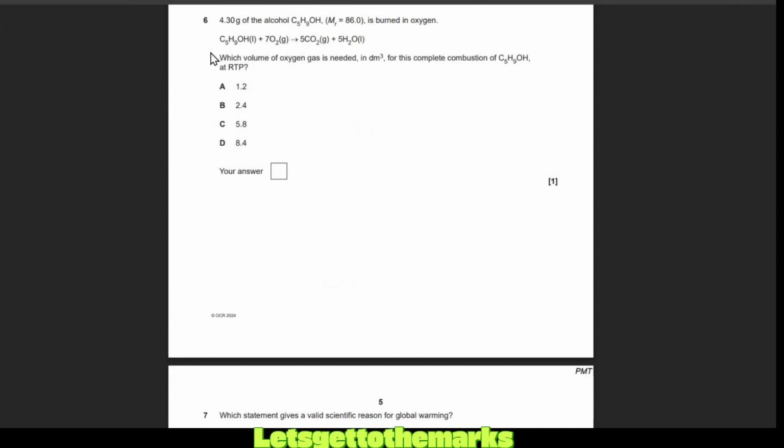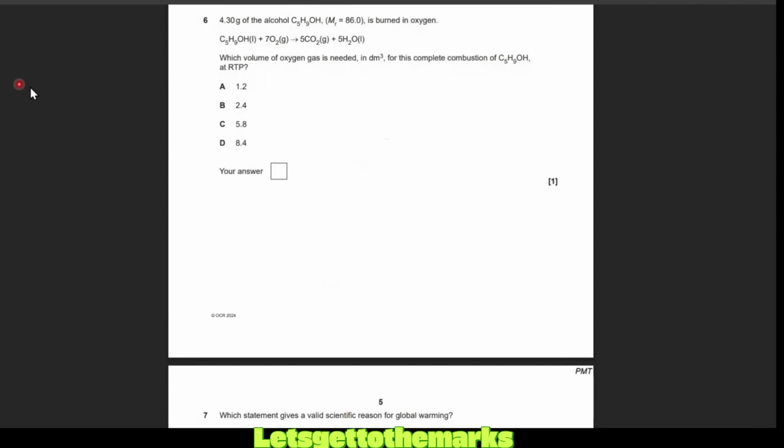Right, let's go. Question 6. 4.3 grams of the alcohol C5H9OH, Mr 86, is burned in oxygen. Which volume of oxygen gas is needed, in decimeters cubed, for the complete combustion of C5H9OH at room temperature and pressure? Grab your calculator, grab your pen, grab some paper, pause the video, have a go.